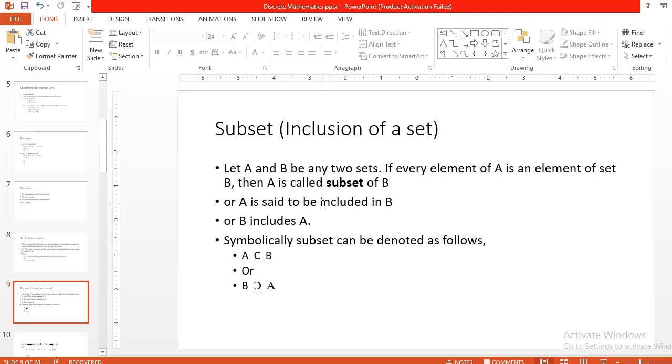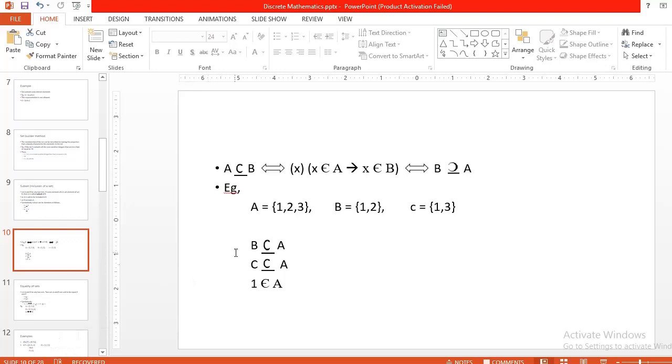But symbolically, how can we denote it? Symbolically we denote it as A ⊂ B. This is the symbol of subset, and this is the symbol of includes. So this symbol says A is a subset of B, and this says B includes A. Symbolically, A ⊂ B is equivalent to: x belongs to A implies x belongs to B, which is equivalent to B ⊃ A.